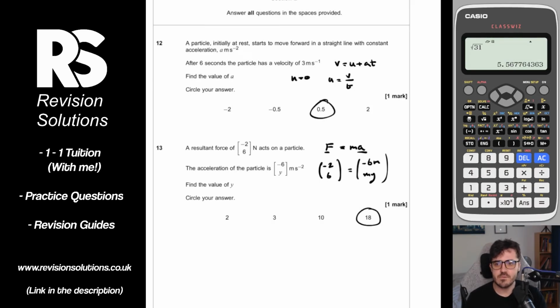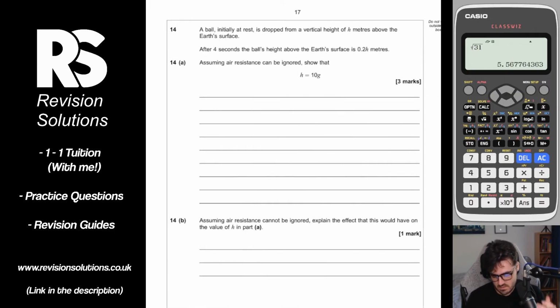Moving on now to question 14. It says a ball initially at rest is dropped from a vertical height of h meters above the Earth's surface. After 4 seconds, the ball's height above the Earth's surface is 0.2h meters. Assuming air resistance can be ignored, show that h equals 10g. So it's going to be another SUVAT question, because if it's just moving in the Earth's gravity, that would be uniform acceleration. Let's just draw a quick diagram, though, to be really sure what information we've got.